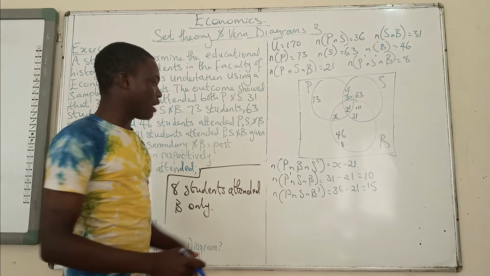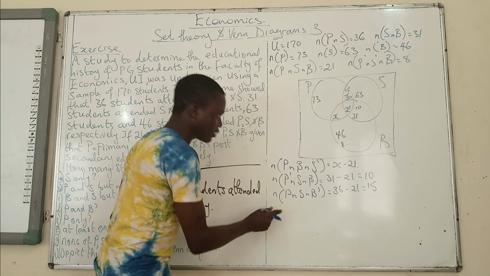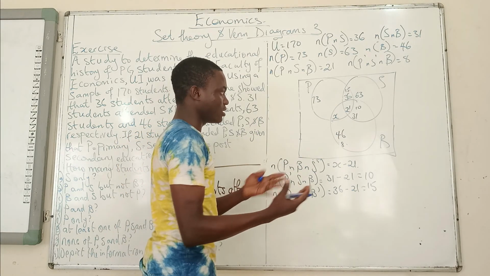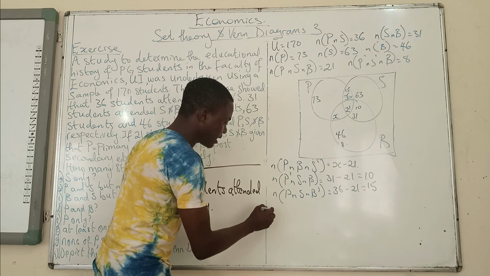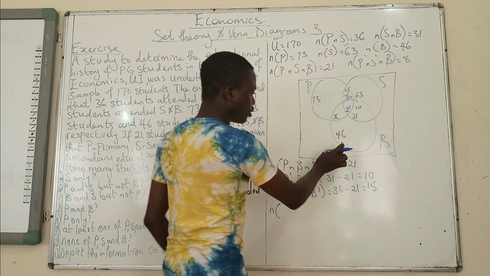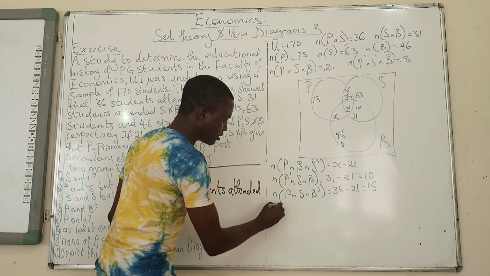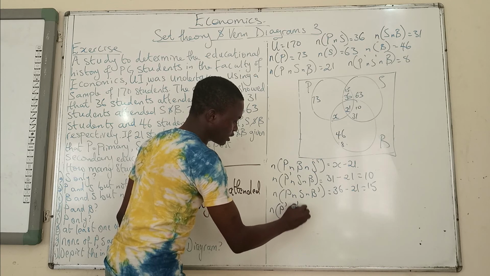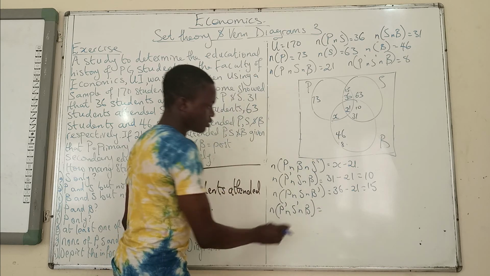Now, I'll write the cardinality. I just want us to get that X before we continue, so it makes things easier when we have the value of X already. So the cardinality we are trying to look for: 8 represents the cardinality of P prime intersection S prime intersection B, this is B only, equals, so how will you get this?